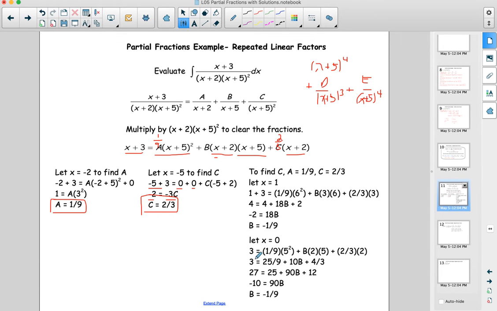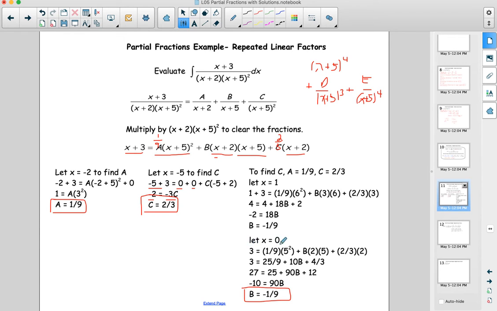That left me with 3 is equal to 25/9 plus 10b plus 4/3. I'm now going to multiply by 9 to clear those fractions. I got 27 equals 25 plus 90b plus 12. That gives me negative 10 equals 90b, and that's how I got b was negative 1/9.